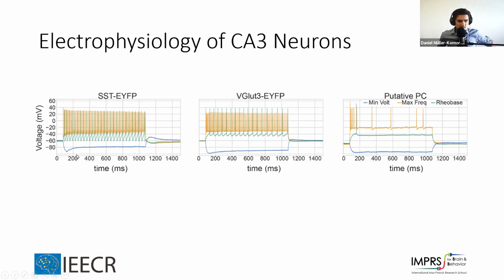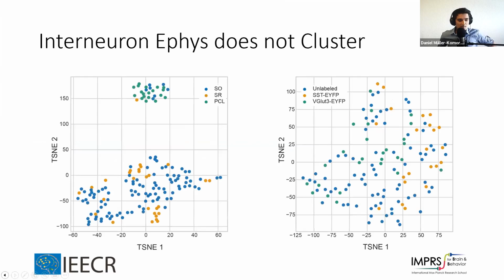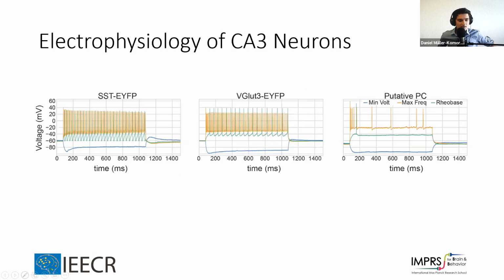Here's an example from an electrophysiology recording of an SST positive cell and a VGLUT3 positive cell. We can patch those cells in the layers of the hippocampus, stratum radiatum or stratum oriens. But as a control, I also patched a lot of cells in the pyramidal cell layer, and I call those putative PCs, pyramidal cells. From each of those recordings, we can quantify 28 different electrophysiological properties.